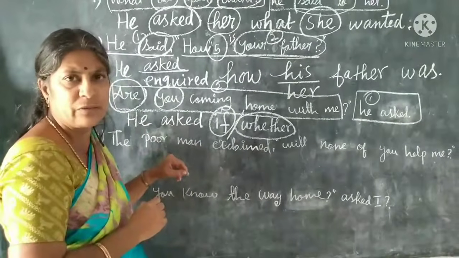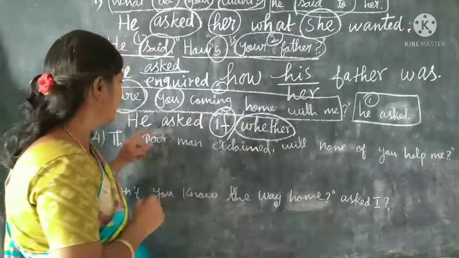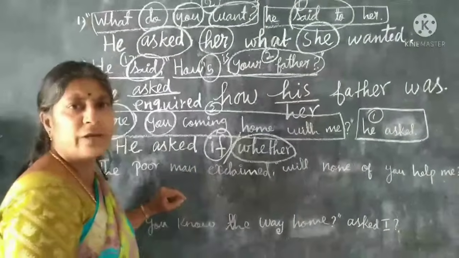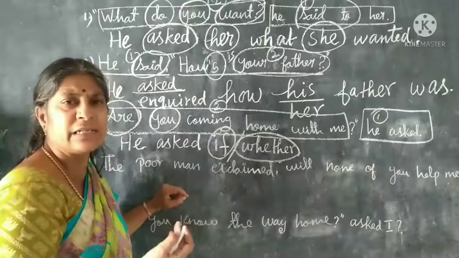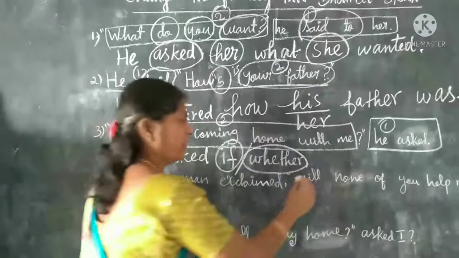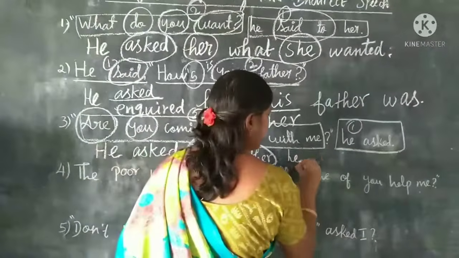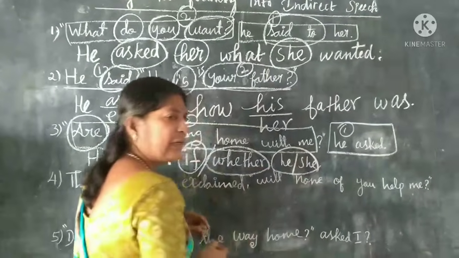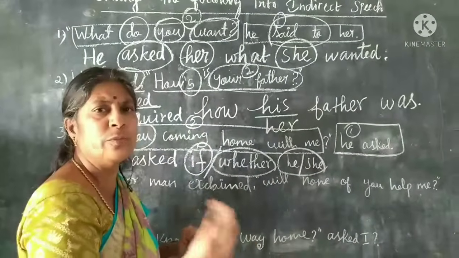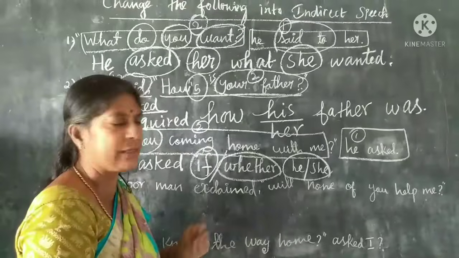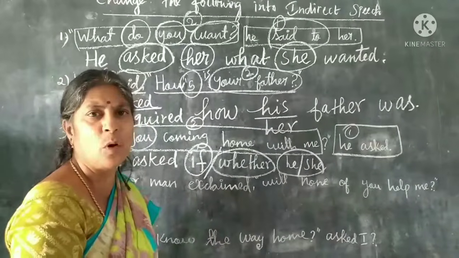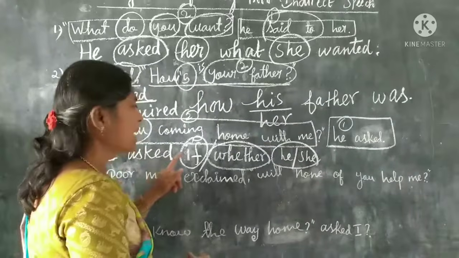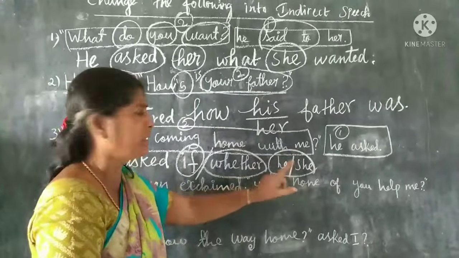Second one is not given. He asked whether or if. You can write the second one either he or she, because the speaker is not given. The speaker to whom he speaks is not given in the sentence. So you can write either boy or girl. So the answer, he asked if he or she.